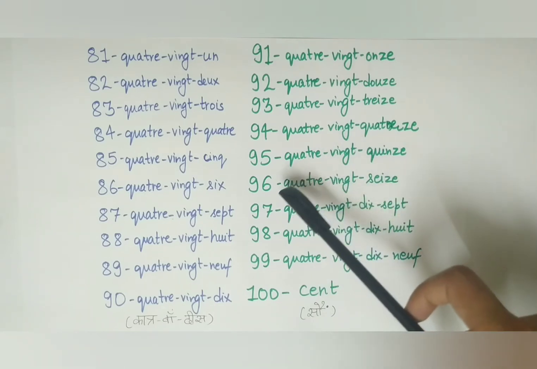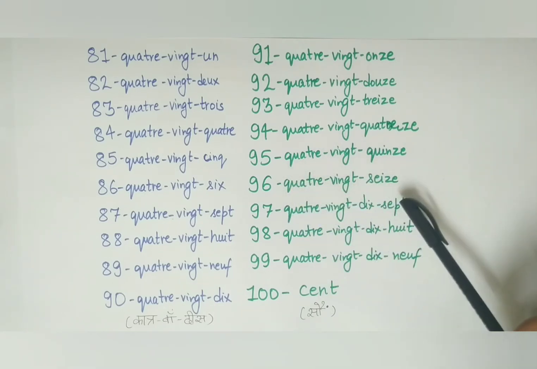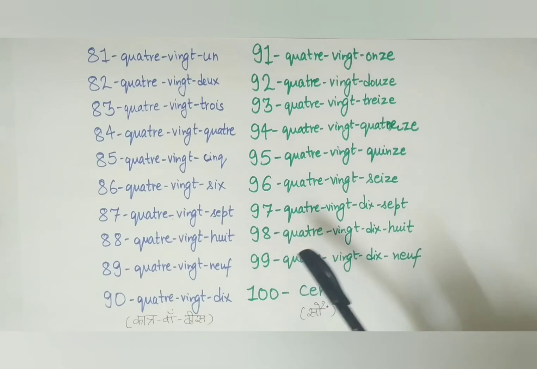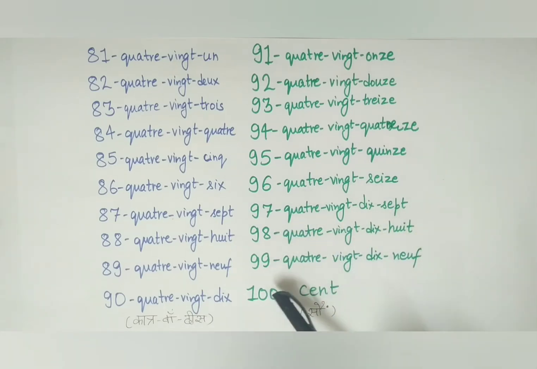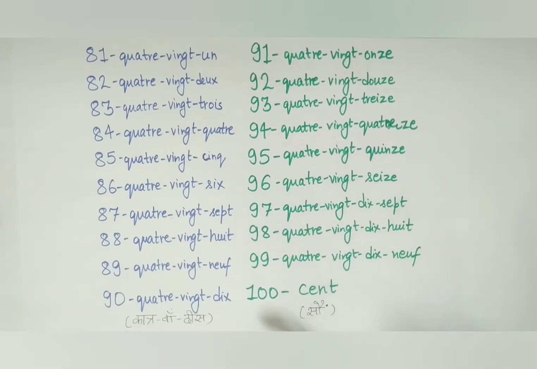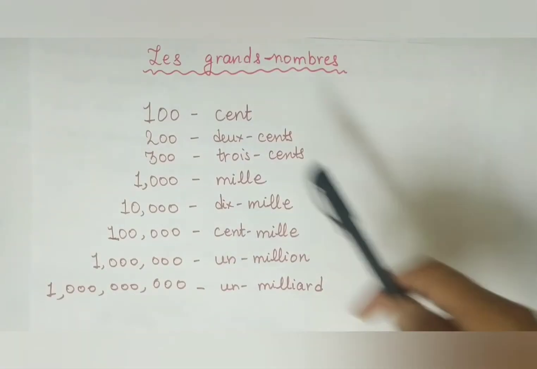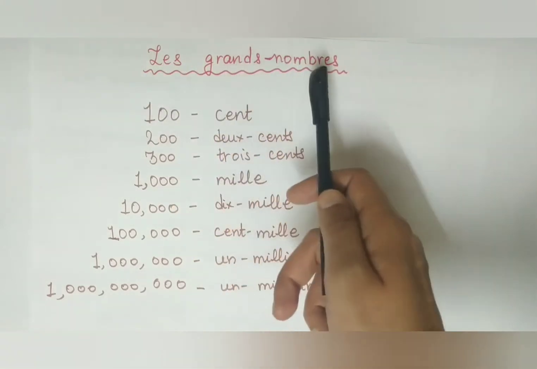17. You remember 80 was quatre-vingt, 17 was dix-sept. So 80 and 17 make 97. Then we have 98. 99 will be quatre-vingt-dix-neuf, and 100 will be cent. So let's look at some big numbers also. Les grands nombres, the big numbers.